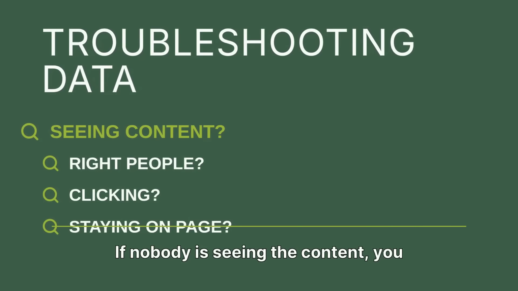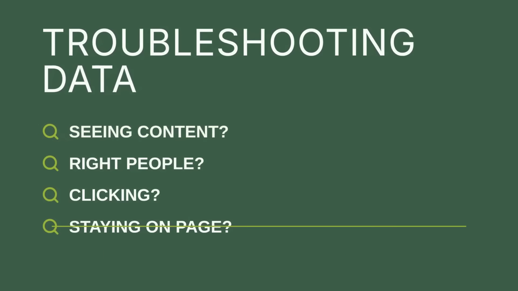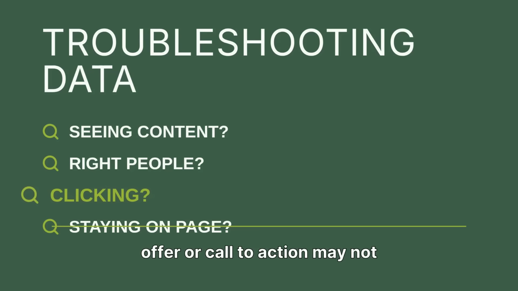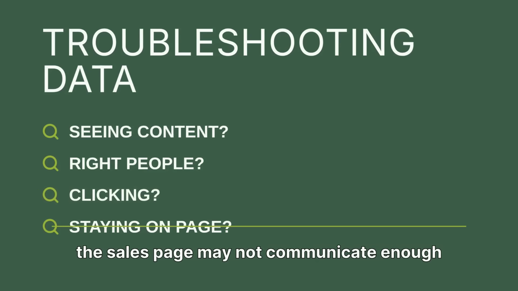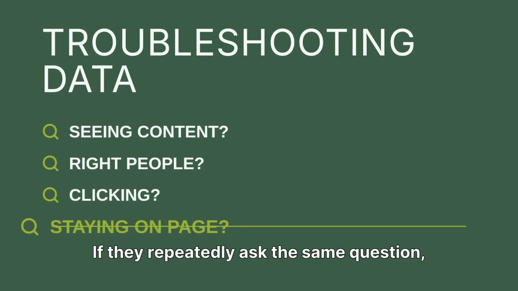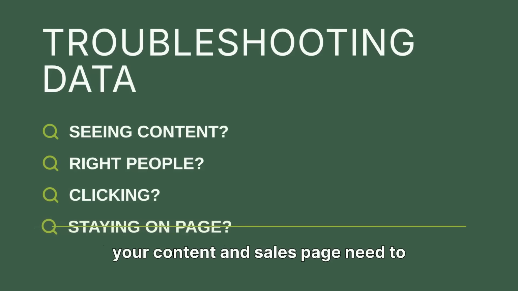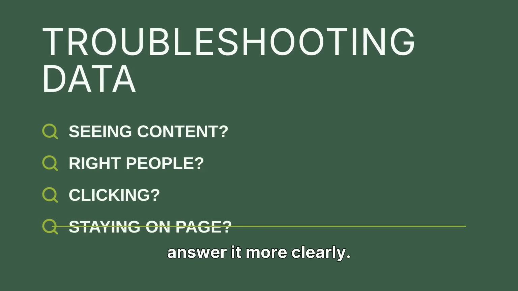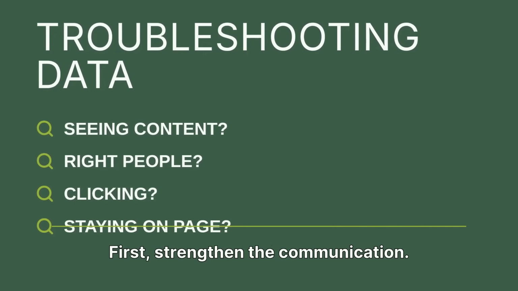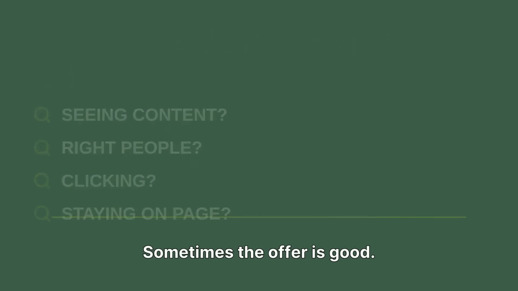If nobody is seeing the content, you may need stronger attraction content. If people are watching but not engaging, the messaging may be too broad. If people engage but never click, the offer or call to action may not be clear. If they click but do not purchase, the sales page may not communicate enough value, proof, or clarity. If they repeatedly ask the same question, your content and sales page need to answer it more clearly. Do not immediately lower your price. First, strengthen the communication. Sometimes the offer is good. People simply do not understand it yet.